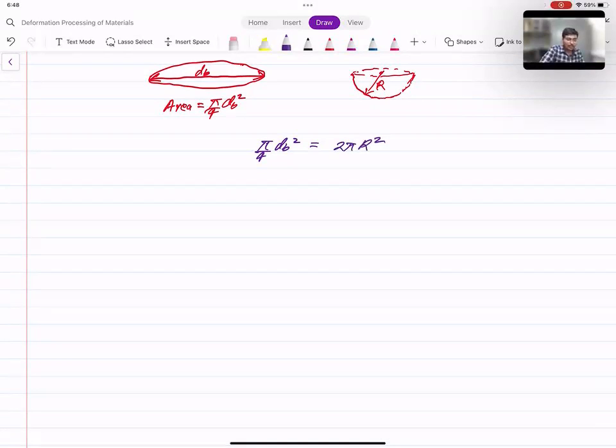Again, if I replace this db with the radius of the blank, firstly pi cancels out, then the radius of blank square is 2 times the radius of the hemisphere square, or simply we can write that the radius of blank will be root 2 times the radius of the hemisphere. So this is the relation in the case of a bowl type of shape.